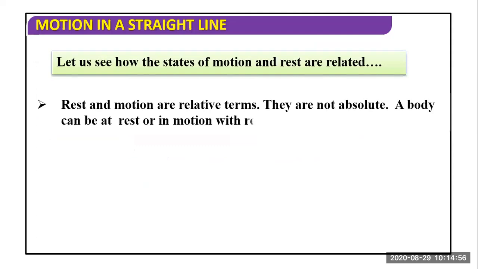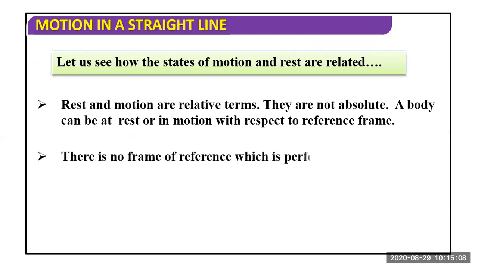So the states of rest and motion are relative terms. They are not absolute. So a body can be at rest or in motion with respect to a frame of reference. So absolute motion or absolute rest has no meaning. Even all objects on Earth which appear to be at rest on the Earth, if you see them from any other planet, can be considered in motion.